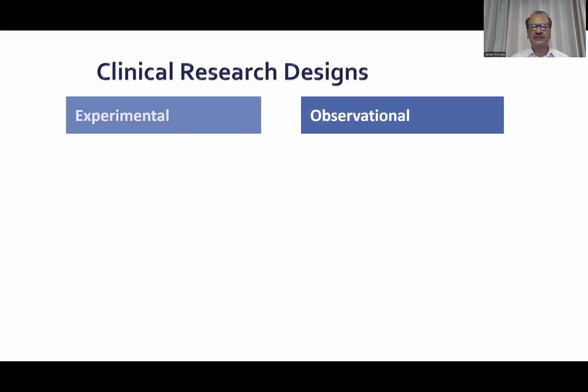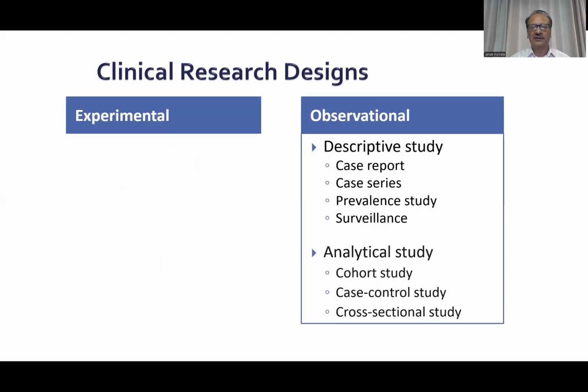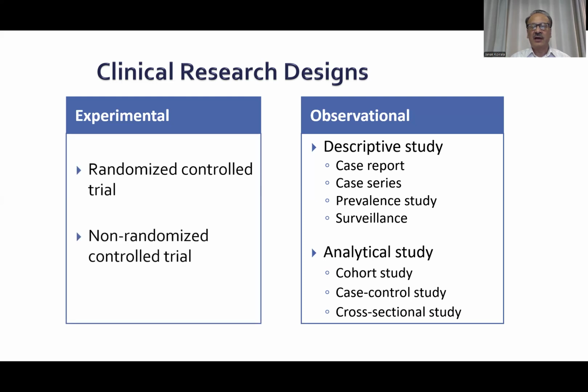So the clinical research design could be observational or experimental. Observational design consists of descriptive studies such as case reports, case series, prevalence study, surveillance study, or analytical studies where we are looking at the association between two or more variables. Examples are cohort study, case control study, cross-sectional study. On the other hand, for experimental design we mostly talk about the randomized controlled trial, which is considered the gold standard, or the non-randomized controlled trial.